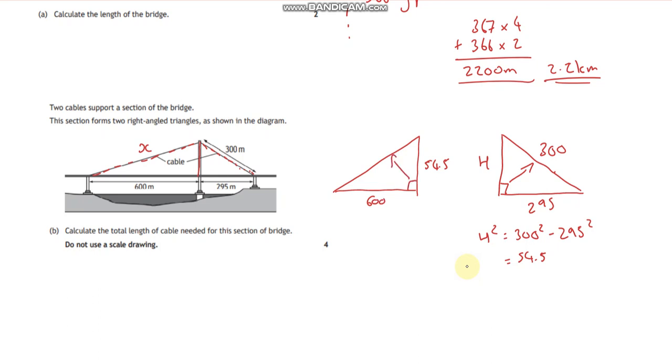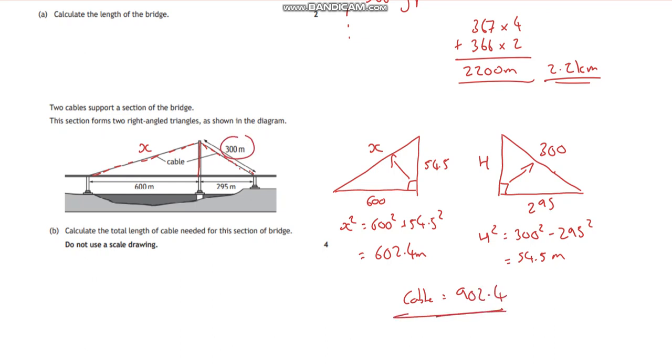And there's my right angle. So the cable x, this will be Pythagoras add. So x squared is 600 squared plus 54.5 squared. So my x will come out as 602.4. And my final answer for the cable will be to add the 300 to that. So it's going to be 902.4 because I've got a 300 and I've got my x. Don't add in this one, obviously.